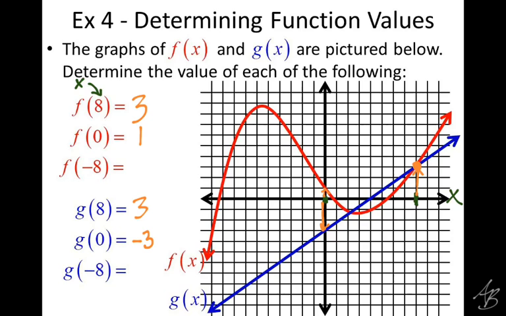And then f of negative 8, so we're going to go to negative 8 on the x-axis. To get to f from there, which way are we going to go? Down... oh, no. For f, we're going to go which way? Up 5. So f of negative 8 is 5. And to get to g, we have to go down 9. So g of negative 8 is negative 9.